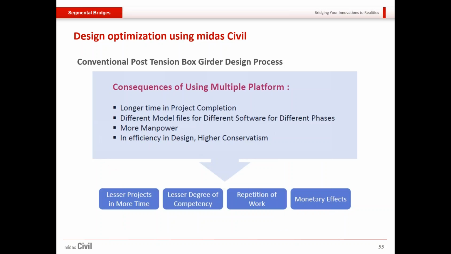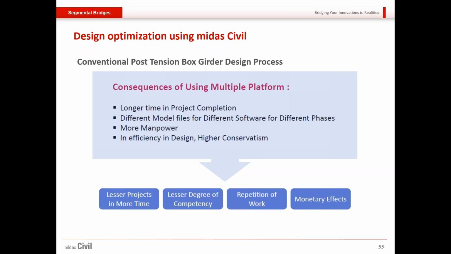So what are the drawbacks of doing it in that way? Now, what happens is longer time is consumed for the same project completion. There would be n number of model files in different softwares for different phases. So that is a huge amount of data, and chances of data loss are also there. Plus, certain people would be very convenient in certain softwares while others might not be. So you would require more manpower to do the same work. And the inefficiency in design would be high in this way, which would lead to higher conservatism.